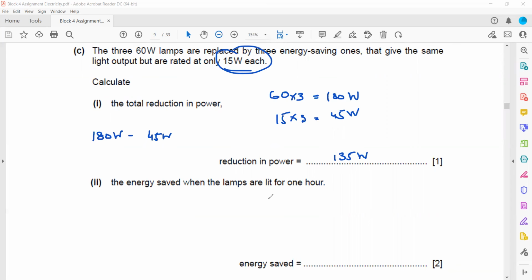Then energy saved when the lamps are lit for 1 hour. So this is the power which we save. Now we need the energy saved. So energy equals power multiplied by time. The power which we save is 135 and the time is 1 hour. So it means 60 times 60, because the time should always be in seconds. So 3600.